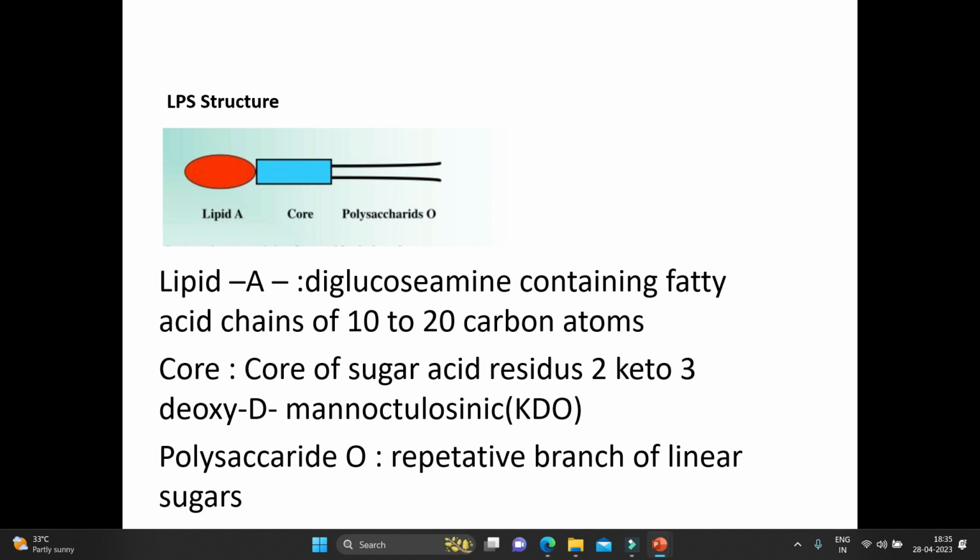This is the LPS structure, which is made up of lipid A, core, and polysaccharide O. Three compartments are there. Lipid A is made up of diglucosamine containing fatty acid chains of 10 to 20 carbon atoms. The core is made up of sugar acid residues, 2-keto-3-deoxyoctulosonic acid, that is KDO. The polysaccharide O is made up of repetitive branches of linear sugars.